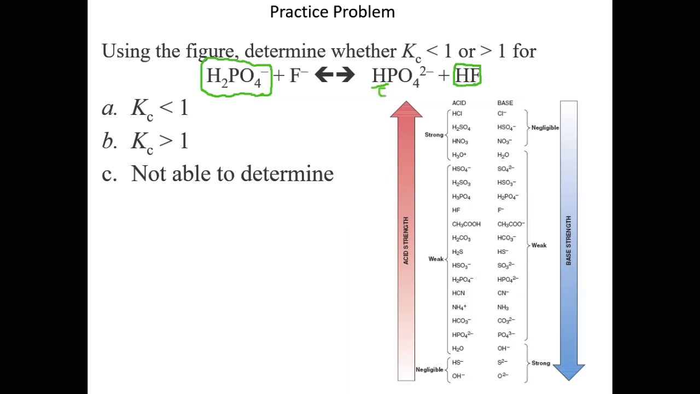Since it donates a proton, it's going to form its conjugate base. So this is the conjugate base of dihydrogen phosphate. And then F minus accepts a proton, and HF is the conjugate acid. So we look here, where's HF? HF is right here. Where is H2PO4 minus? Down here. And since HF is a stronger acid than H2PO4 minus, the net reaction is going to be to the left, so Kc will be less than 1.